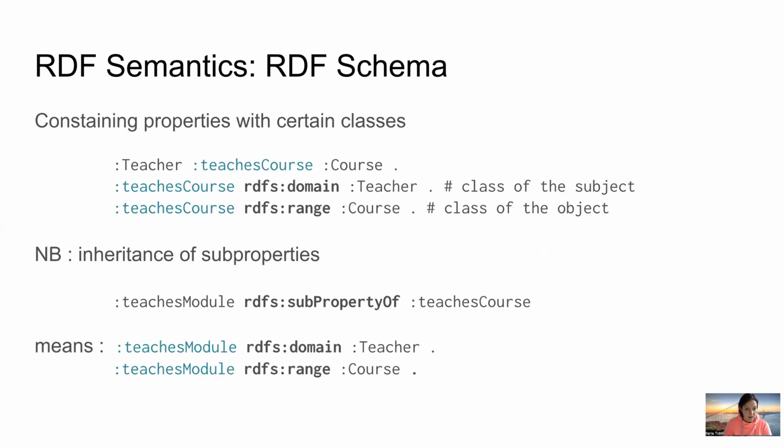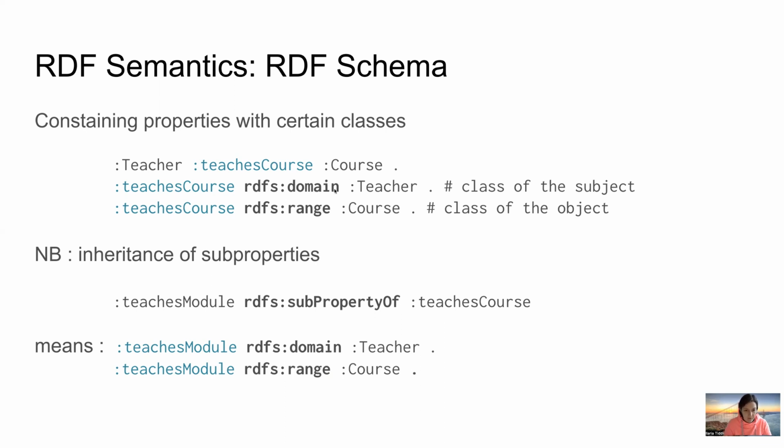The other special keywords that you will be seeing very often are keywords that allow you to constrain properties with certain classes. This means, for example, that if we create the property teaches course, we want to make sure that this property always relates to teachers and to courses, and not, for example, to students.